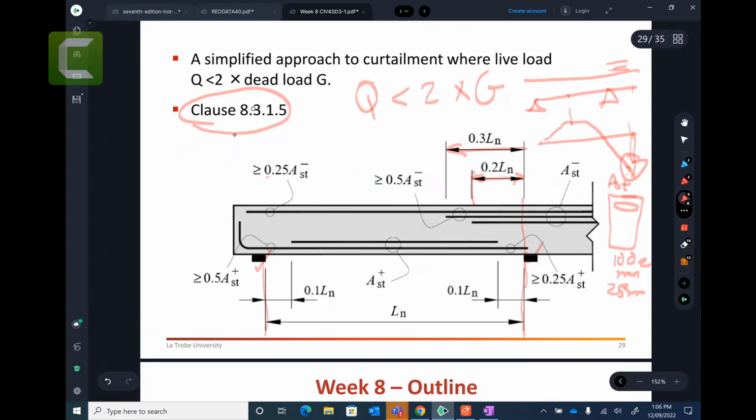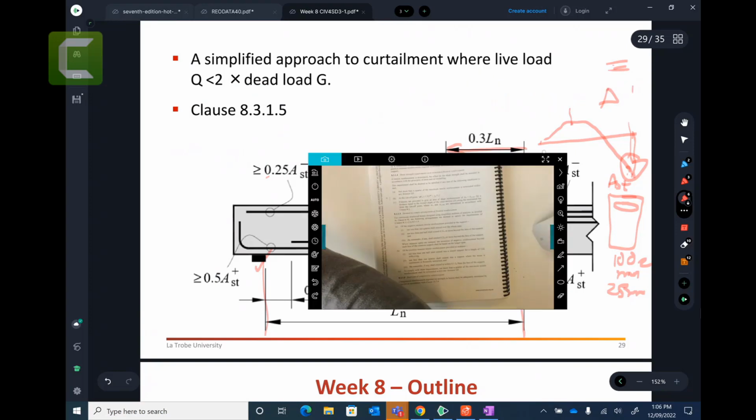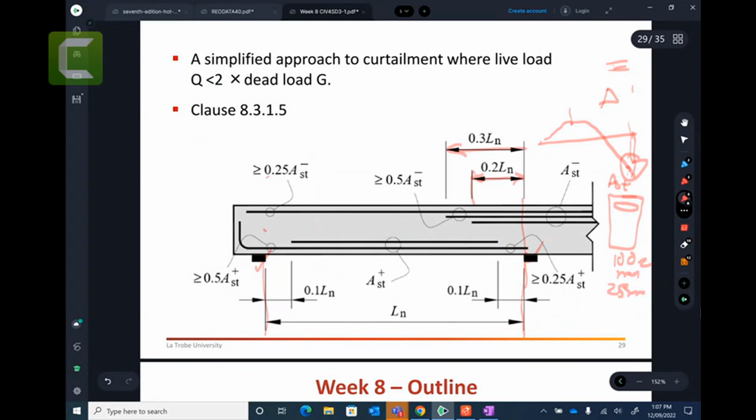The curtailment is saying that, and all the details are given here in this clause, saying 1/4, 0.3 ln, 0.2 ln. That's what I explained to you in the figure. That's in the negative moment zone. When you have negative moments near the supports, you must provide the full 0.25 AST. No compromise. You can't provide curtailments for 0.25 AST. But in the 0.3 ln, you just provide the 50% AST, and in the 0.2 ln, you provide the full AST.